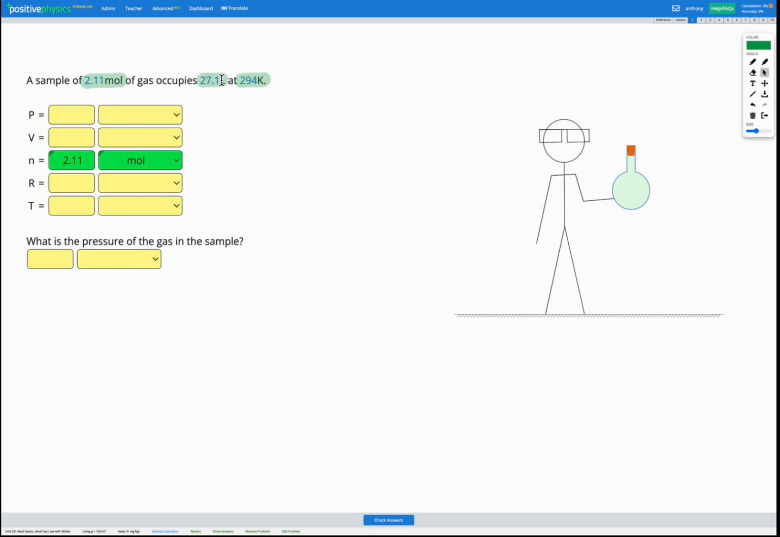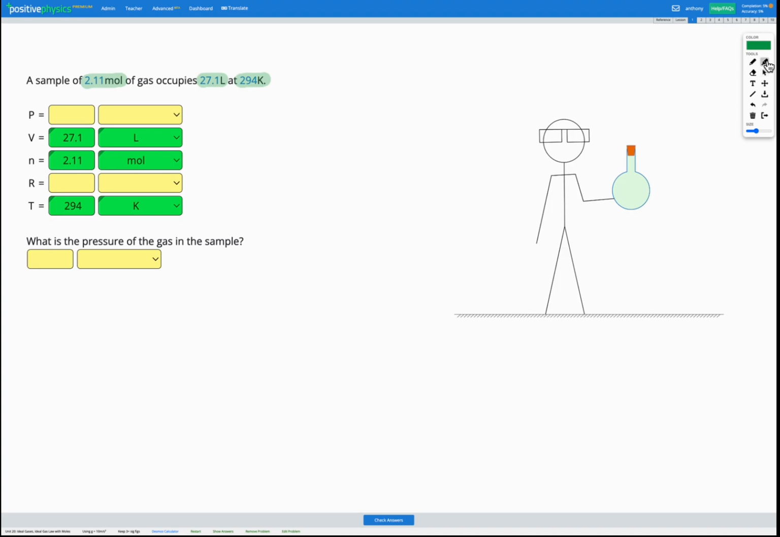We're told it occupies 27.1 liters. That's our volume, so let's put that in next to the V for volume. 27.1 liters at a temperature of 294 Kelvin. So that's our T here, and that should be measured in Kelvin for this question. So we've got that in Kelvin already.